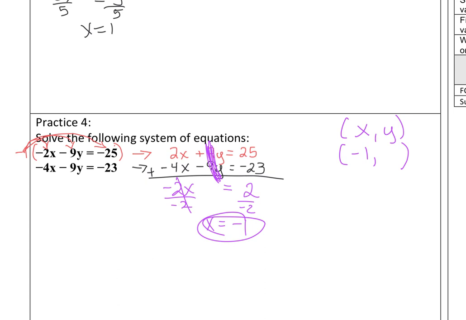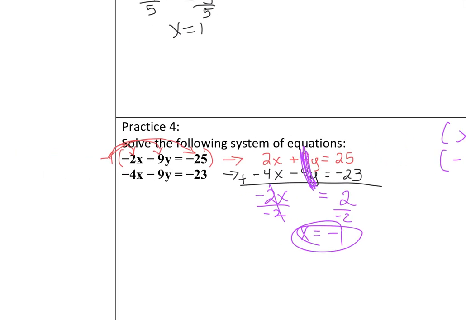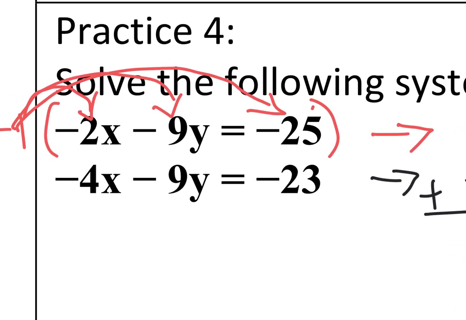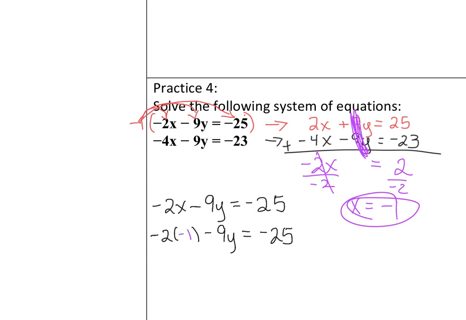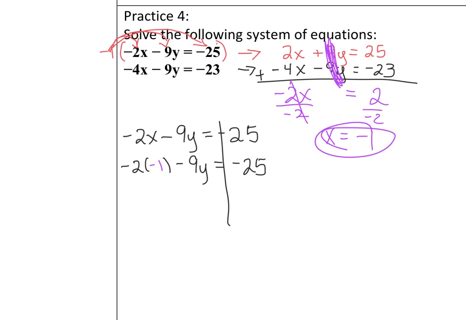When we substitute this back in, remember to substitute it back into one of the original equations. Both of these have all these negatives, so it doesn't matter much. Let's see, I chose this one. Okay, so we're going to substitute the x in for the negative 1 for x. I'm going to let you go ahead and finish that one by yourself.